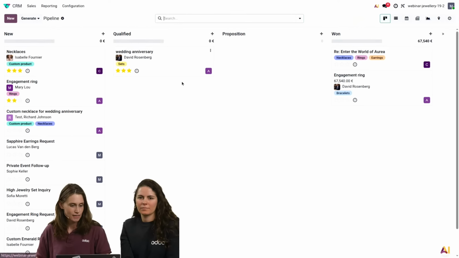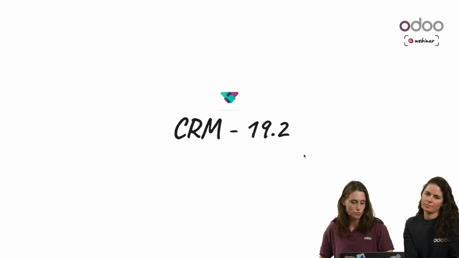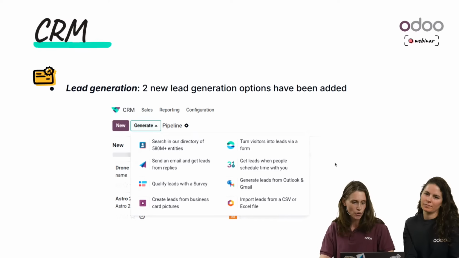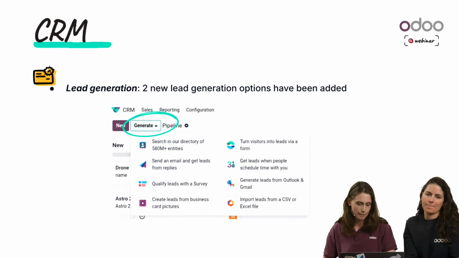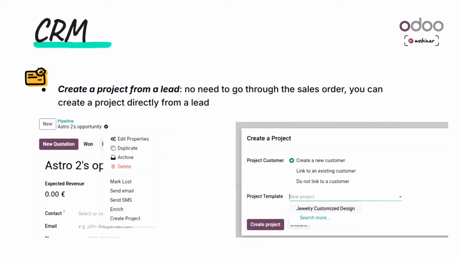Okay, let's go back. So to summarize the novelties of the CRM in this version, we have first the two new lead generation options that have been added. First, create leads from business card pictures, and secondly, import leads from a CSV or Excel file. Here we also have new lead assignment rules, a new option to assign leads between your salespeople with or without rotation limits. And finally, we can create a project directly from a lead, so no need to go through the sales order.